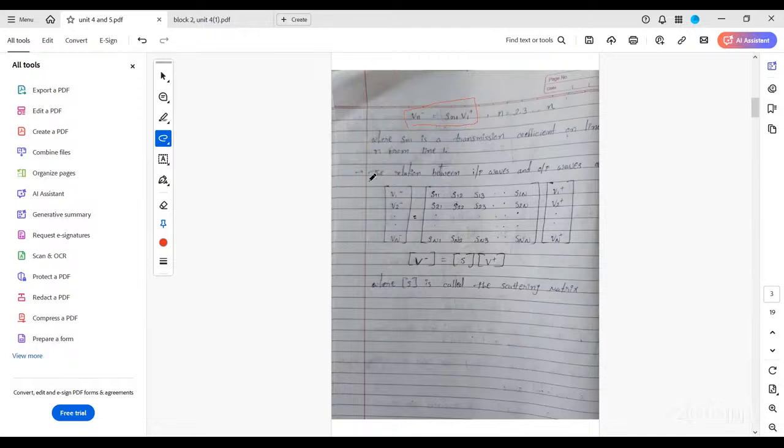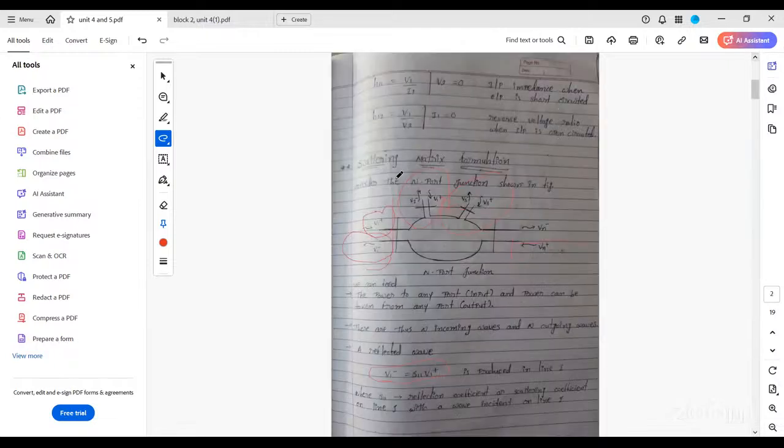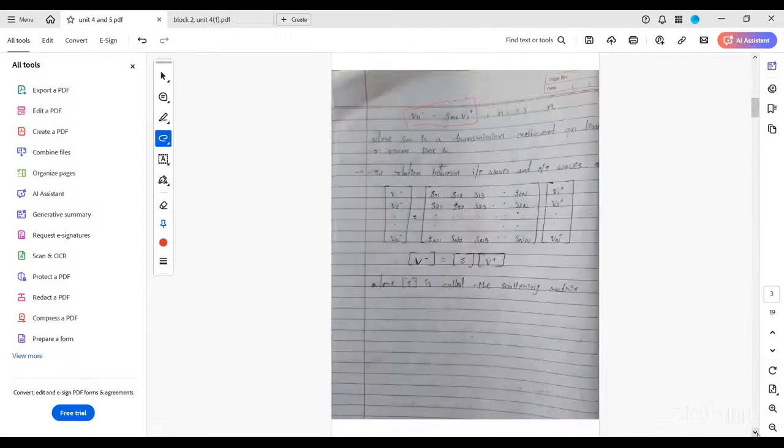Overall, collecting this transmission for different ports. In the diagram, I have shown only 3 ports. How many ports did we consider here? Port 1, port 2, port 3 and nth port. In the same way, I am collecting all together and writing here. V1 minus, V2 minus, Vn minus, all these are output side. V1 plus, V2 plus, Vn plus, all these are input, with the scattering matrix. The scattering matrix is S11, S12, S13, and so on. So this is the final conclusion of the scattering matrix formulation.